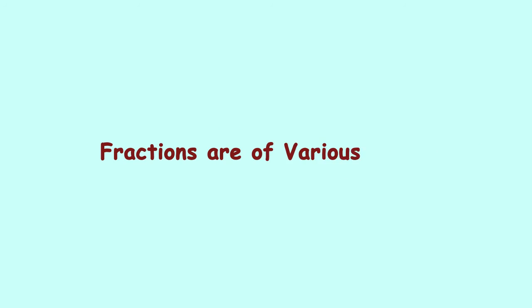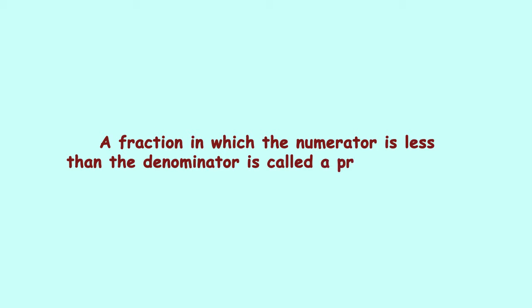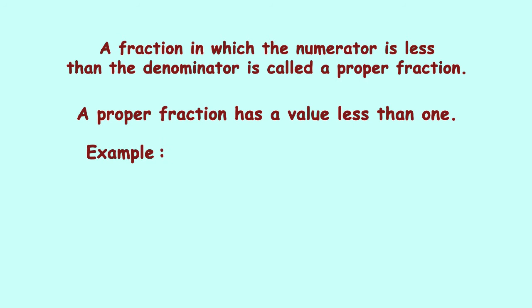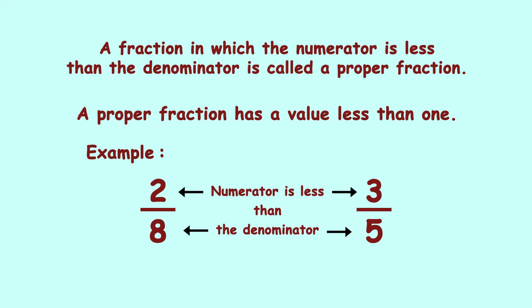Fractions are of various types. A fraction in which the numerator is less than the denominator is called a proper fraction. A proper fraction has a value less than 1. For example, 2 upon 8 and 3 upon 5. These are proper fractions wherein each numerator is less than its corresponding denominator.